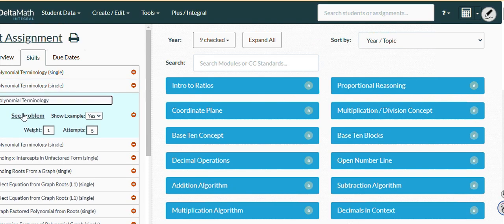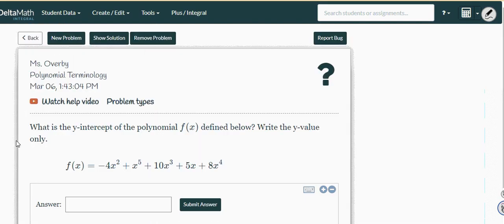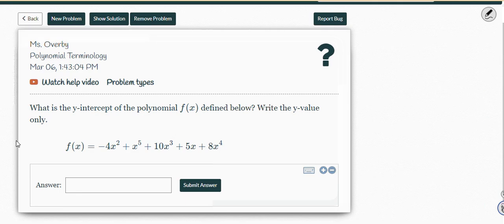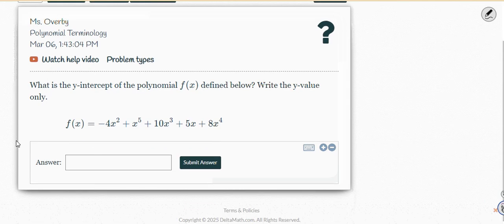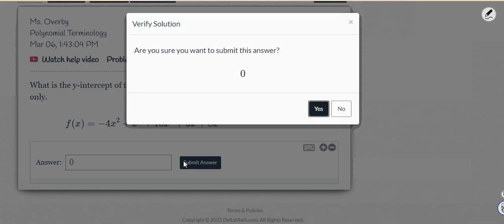All right, do another terminology. Let's see what this one is. The y-intercept. Okay. So do we see a constant here? No. If we plug 0 in, we're going to get 0. And that means that's what our y-intercept is, 0. They just didn't have the plus 0 because that would look funny, right?